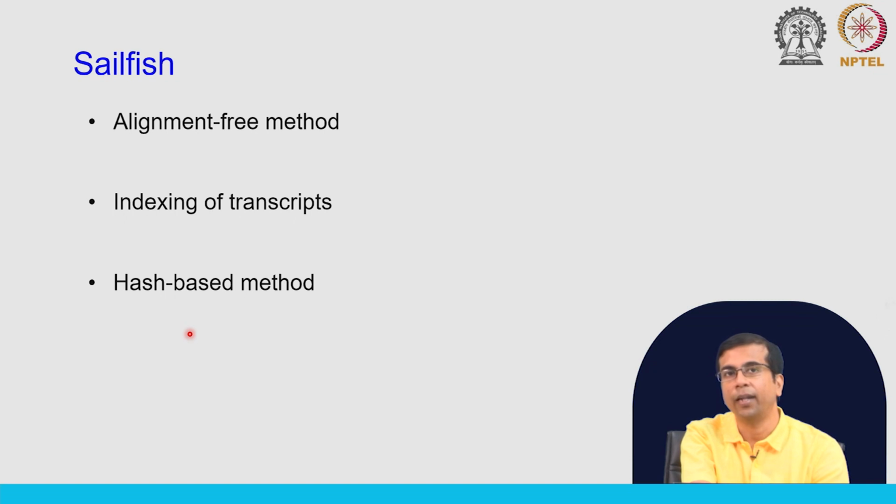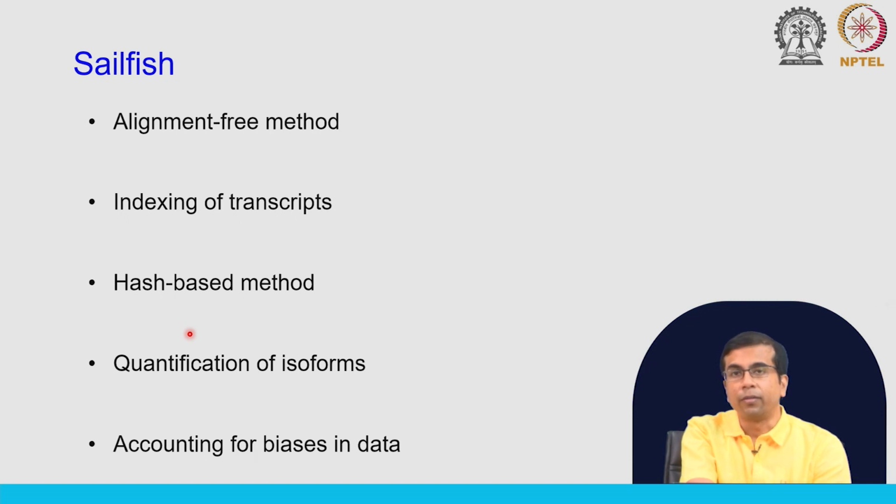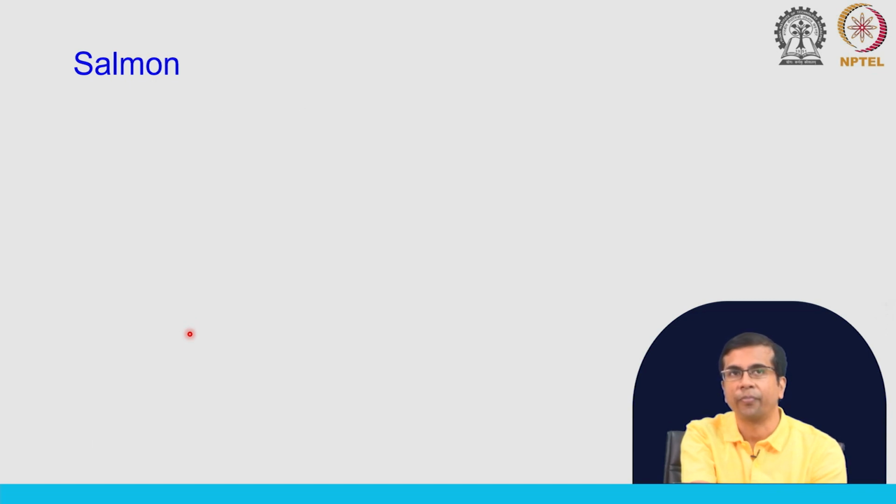From that it can quantify the transcript abundance, and similarly it can generate the k-mers from different isoforms and find whether these k-mers are present in the read data. This method can also account for different biases in RNA-seq data. We will talk about these biases in much more detail in the next class, and you will see that this method can model those biases when processing RNA sequencing data.